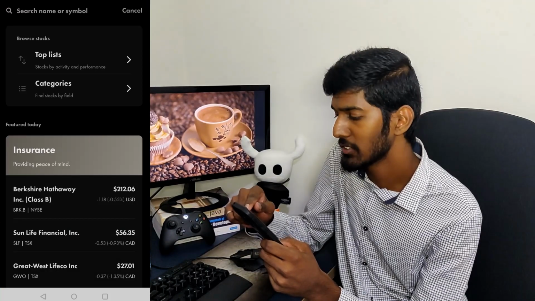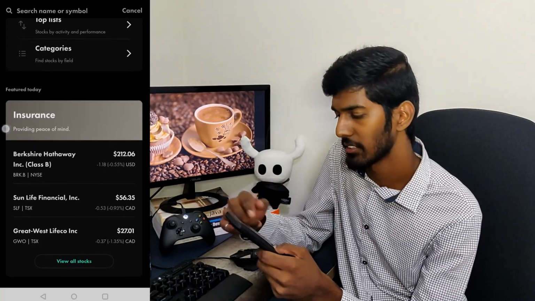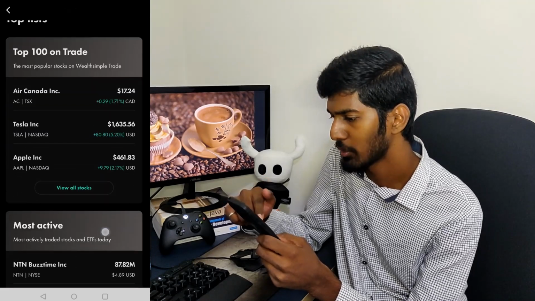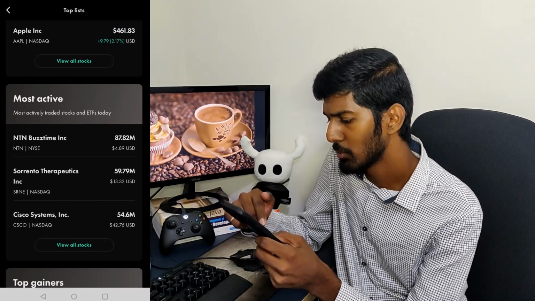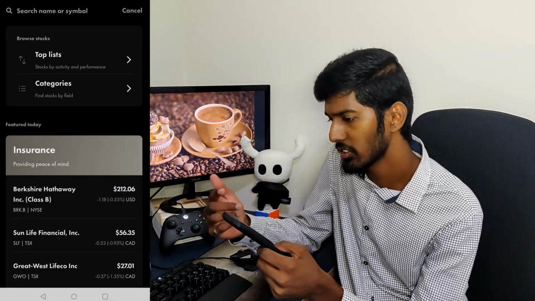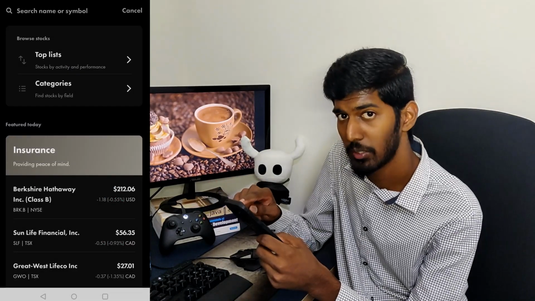Here, there's a bunch of options for you to sort stocks and ETFs. These are highly traded stocks in each category: top traded, most gained, or most lost. You can also type in the specific stock you're looking for on the search bar at the top. We'll have to wait a couple days for the money to be deposited into the account, so we'll be right back.